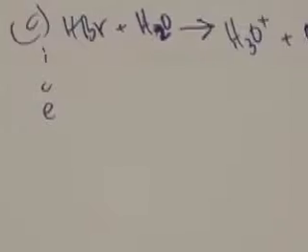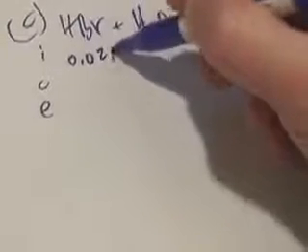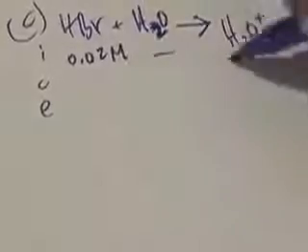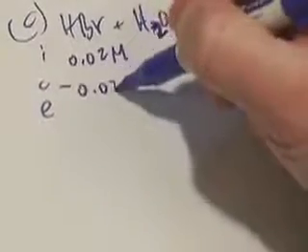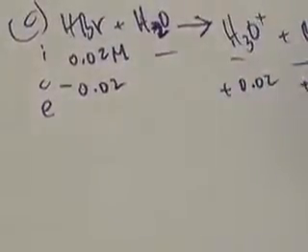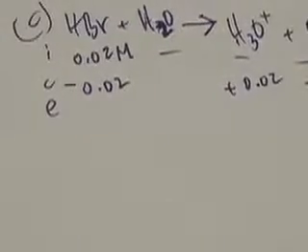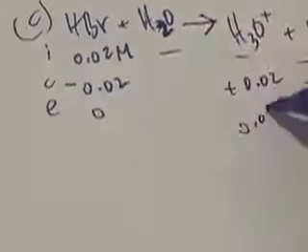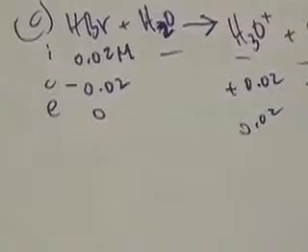And if you ICE table this one, remember it's a strong acid. It tells us if we have 0.02 molar in 1 liter, we'd have 0.02 molar concentration of this stuff to start with. And since it's a strong acid, we lose all of this, and we would gain all of it over here. So you'd end up with none here, and 0.02 here, and 0.02 here.